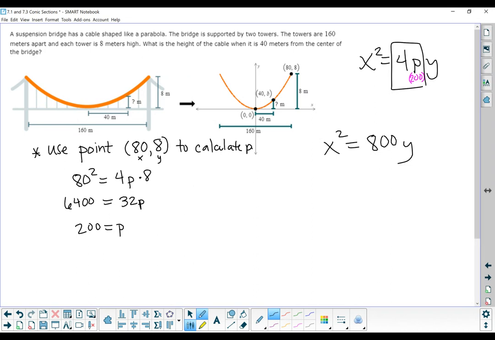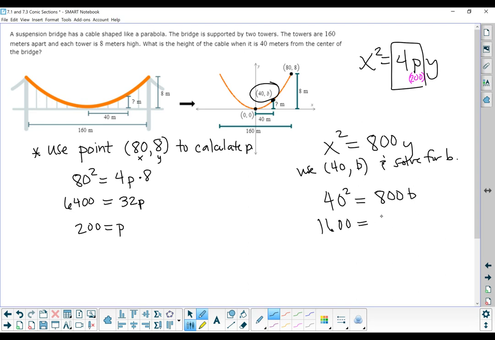Okay, so now that we have that equation, we're going to think about this point. We're trying to answer how high is that point. So we're looking for its y value. So we're going to use that point (40, b) and solve for b. So 40 squared is equal to 800, and our y is now b. So if we want to solve that, 1600 is equal to 800b. If we divide by 800, we get that b is equal to 2. So it's 2 meters high right there.